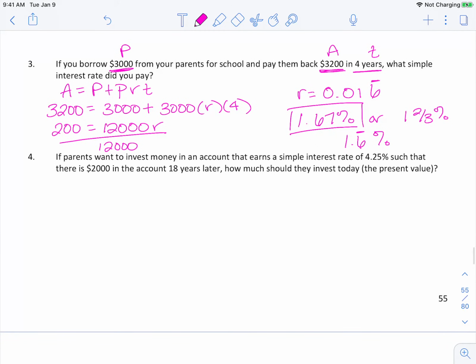Okay, last one. If parents want to invest money in an account that earns a simple interest rate of 4.25%, such that there's $2,000 in the account 18 years later, how much should they invest today? In other words, we're looking for the present value. Please try this one.